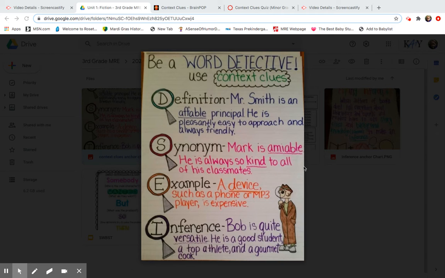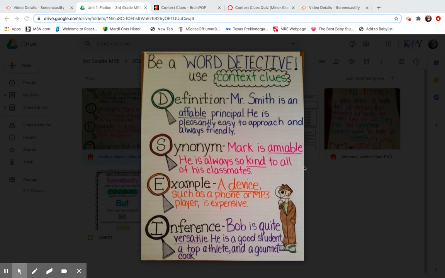So remember that sometimes the author will give you the definition of the tricky word in the sentence after or before the actual tricky word. Sometimes the author will use synonyms or similar words with like meanings to help you solve that tricky word. Sometimes the author will give you an example of the tricky word. So like here we had device, and our examples are such as the phone or MP3 player.